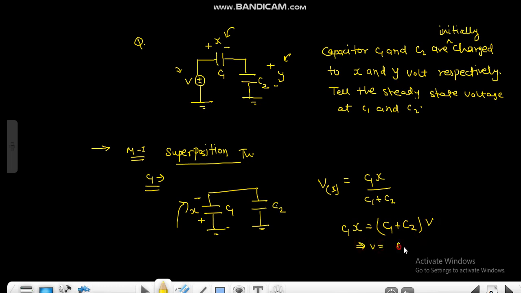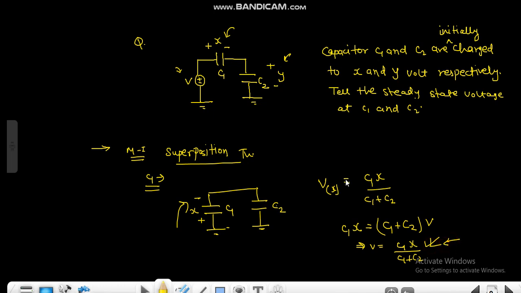V equals C1x upon C1 plus C2, because at the steady state both of them will be having the same voltage, not the same charge, the same voltage. Initially this was the only storing element, so it had charge C1x, and after that it would be C1 plus C2 into V. So this will be the common voltage at steady state.